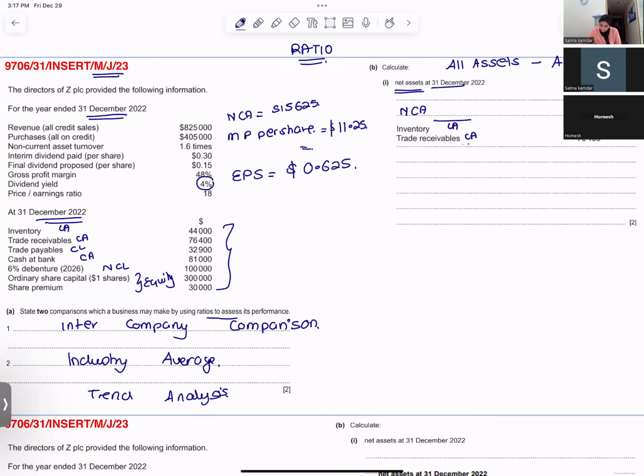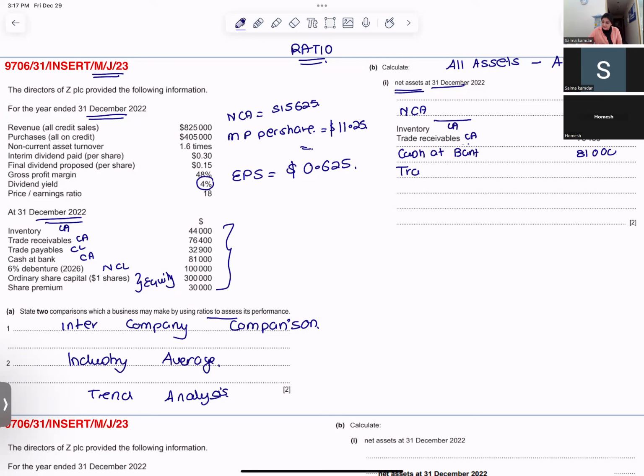Okay. We have cash at bank. Yes, we have cash at bank. 32,900. Wait, no, sorry. 81,000. Yeah, sorry. So all assets are done.